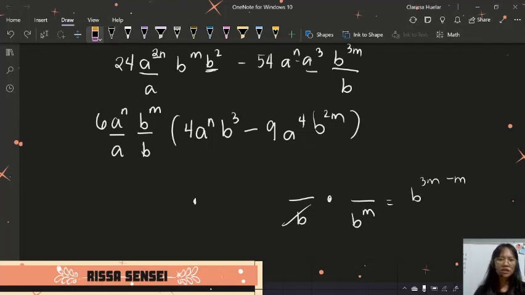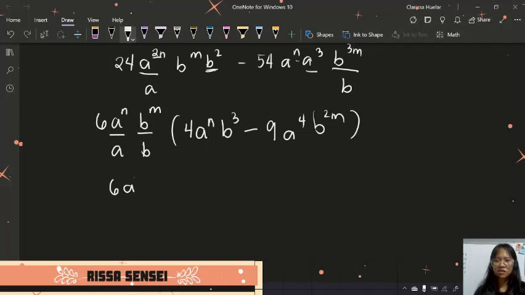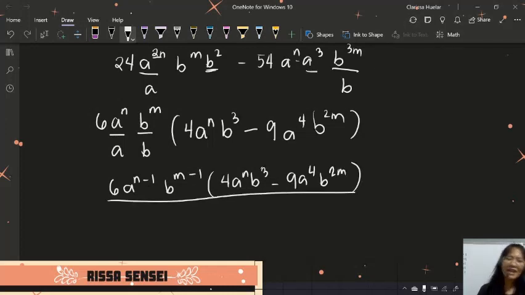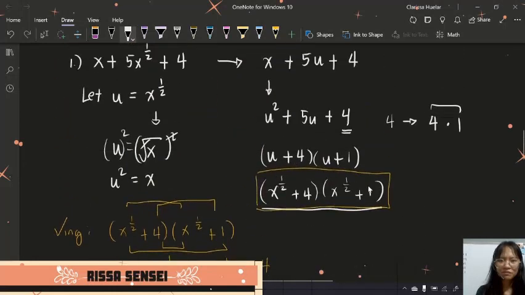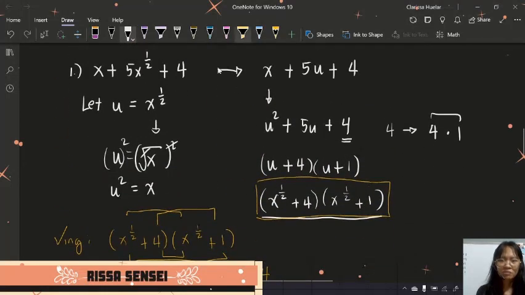Para magandang tignan, para mawala yung fractions, pwede tayong mag 6a raised to n minus 1 and b raised to m minus 1 multiplied to a raised to n b cubed minus 9a raised to 4b raised to 2m. Now, this is the final answer. So, I hope that you got the same answer. If you have questions regarding this topic, you may ask me. Okay? Thank you.